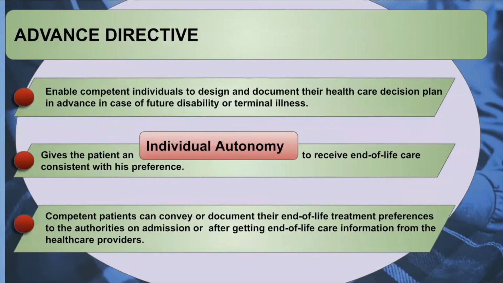An advance directive enables competent individuals to design and document their healthcare decision plan in advance in case of future disability or terminal illness. This can give the patient individual autonomy so as to receive end-of-life care consistent with their preference. In case of a competent individual, he or she can convey or document their end-of-life treatment preferences autonomously to the authorities on admission, or can take a consensus autonomous decision after getting end-of-life care information from the healthcare providers.